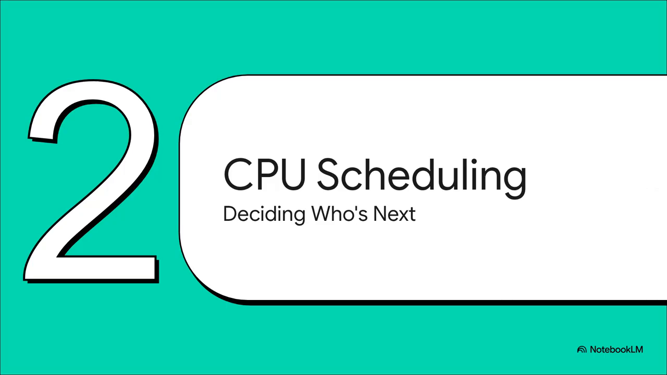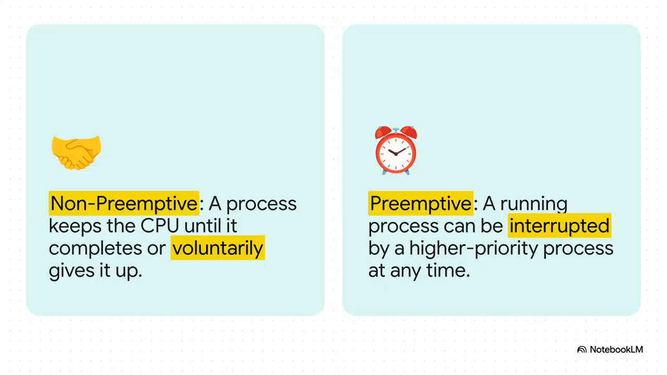So now we've got all these processes and all these threads lined up. They're all in that ready state, just waiting for their turn. And this brings up a massive question. How in the world does the OS decide which one gets to use the CPU next? This whole decision-making puzzle is called CPU scheduling. And right off the bat, there are 2 main ways to think about this.